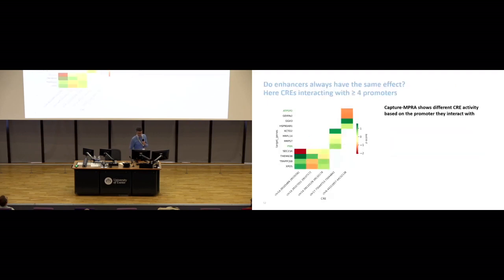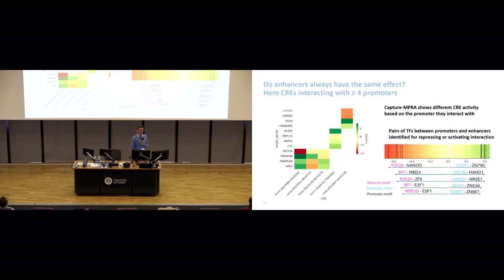And what is even a little cooler, I think, is that we can also look at cases where we have the same enhancer interacting with multiple promoters. And we can now ask whether we always get the same effect, right? Does this enhancer that activates promoter 1 also activate promoter 2? And as you can see from these heat maps behind me, that's not the case. You can also have an enhancer that activates one gene and represses another gene.